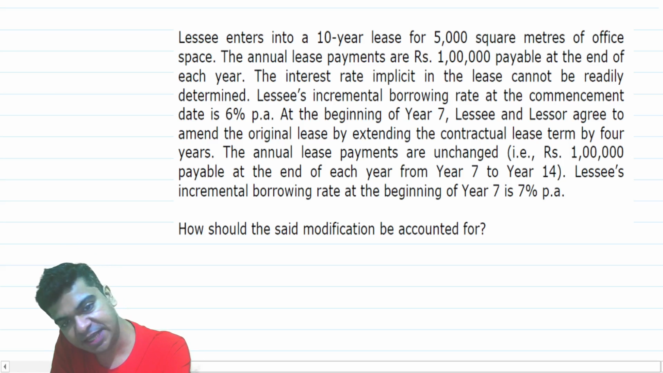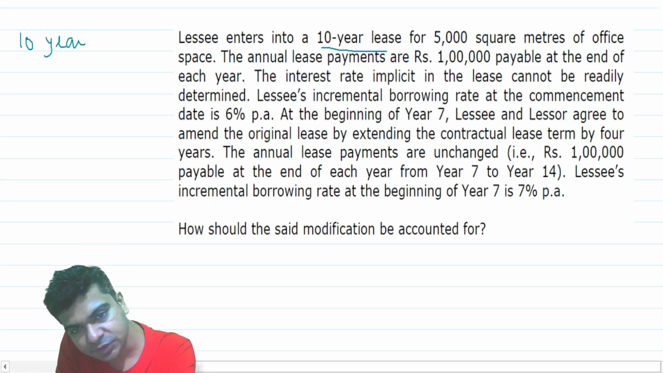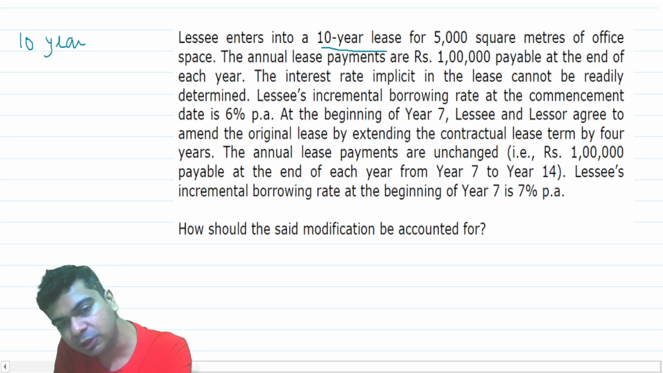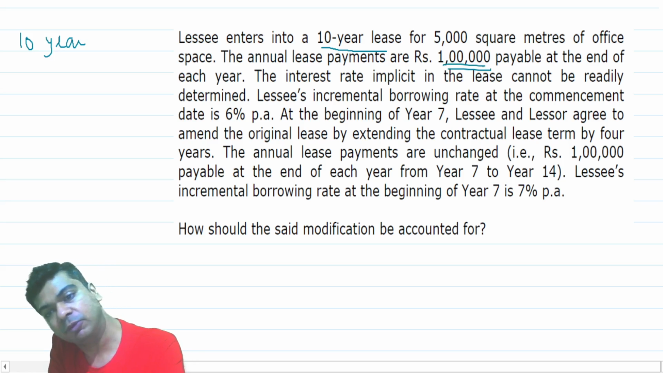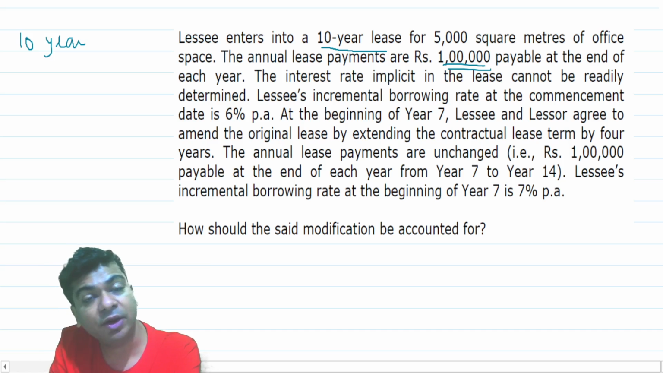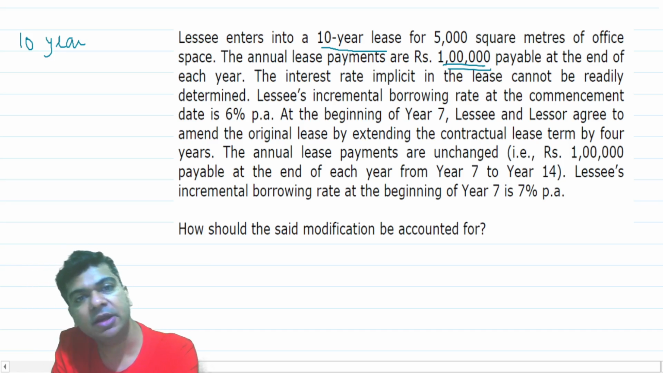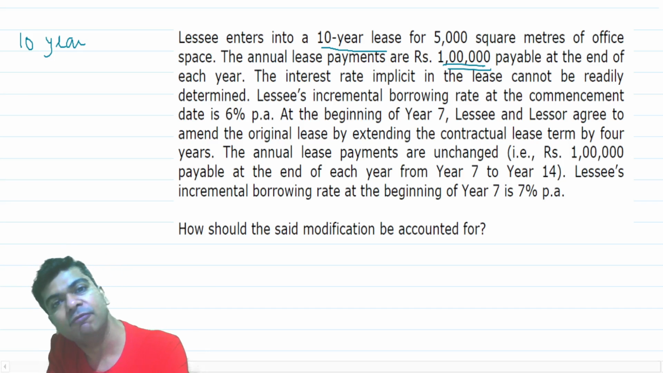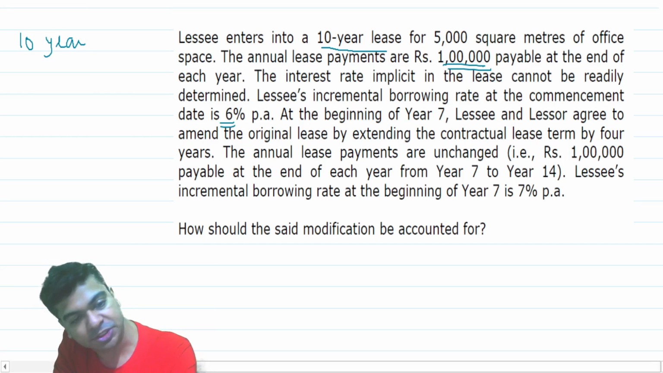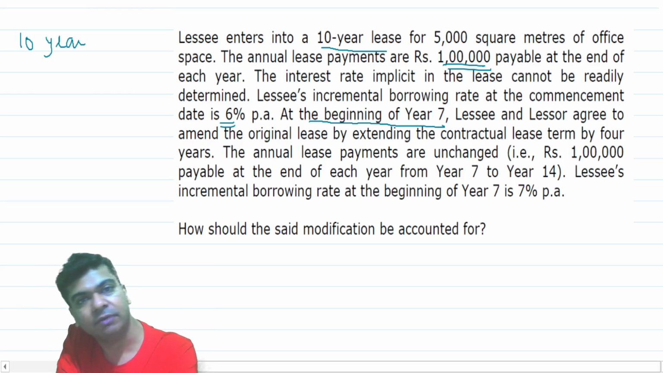So we have entered into a 10-year lease. It is for 5,000 square meters of office space, and our annual lease payments are a lakh of rupees. And we are paying this at the end of each year. They are saying that the rate of interest implicit in the lease is not readily available, and that is the reason we are using the incremental rate of borrowing of lessee as the discount rate, which is turning out to be 6%. Okay. Then they are saying at the beginning of year 7.